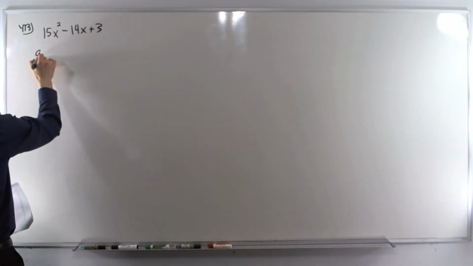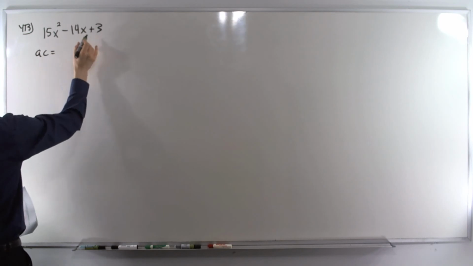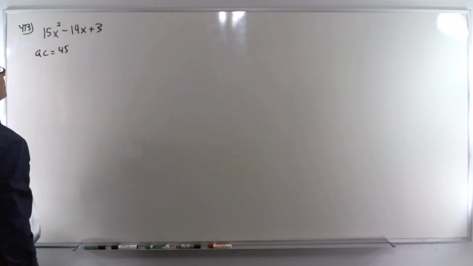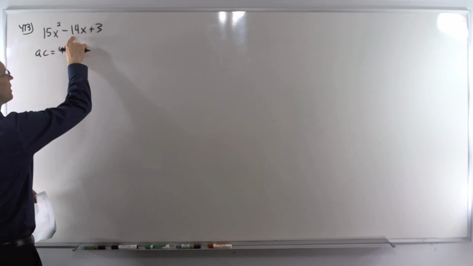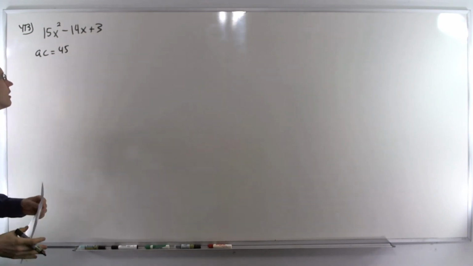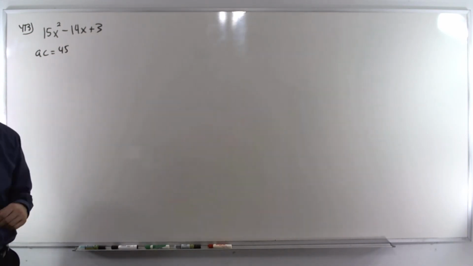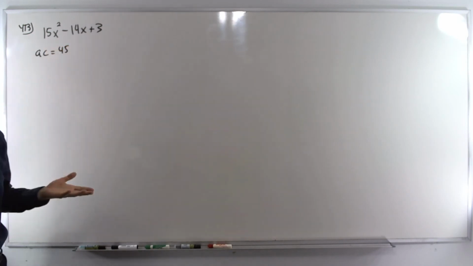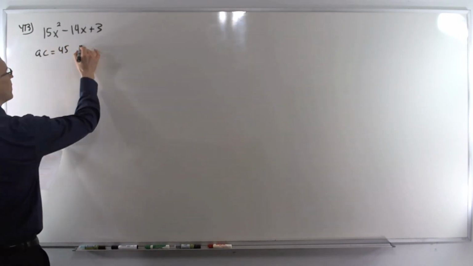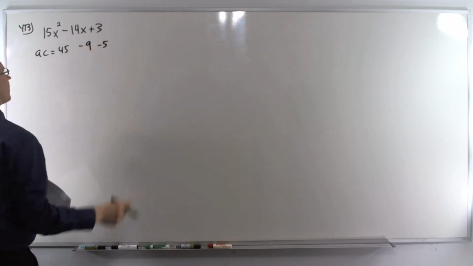So AC, multiply 15 times 3, you get 45. All right, now we need two numbers that multiply to get positive 45 and add to get negative 14. So those two numbers have to be either both positive or both negative. Since this is negative, they both have to be negative. So those two numbers are negative 9 and negative 5.